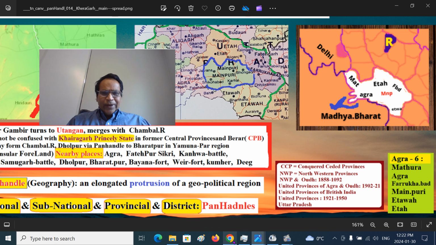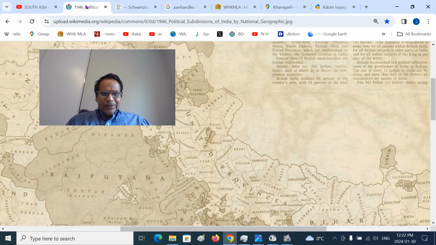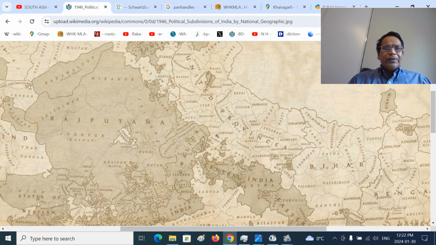We can look at this, excuse me, we can see this in the map very clearly. You can see in this political map, this is the before Radcliffe time political map, that is a partition of India. You can see Agra district here. This is the princely state of Dholpur and the princely state of Bharatpur, Karauli. Protrusion, you can see a very nice clear salient here in the Yamuna Par region adjoining the middle Doab region.